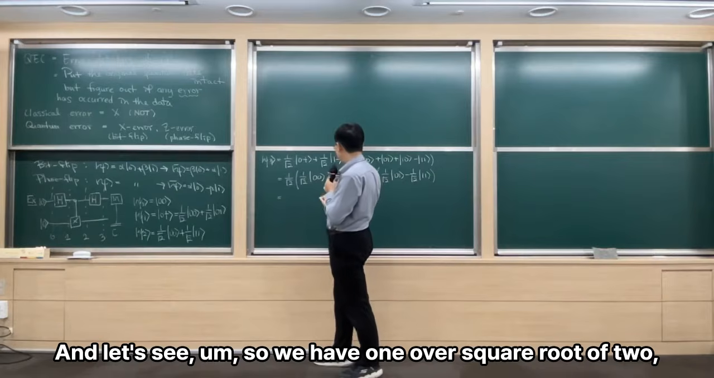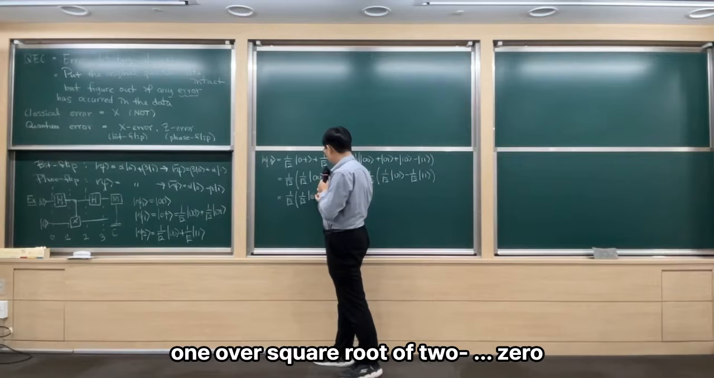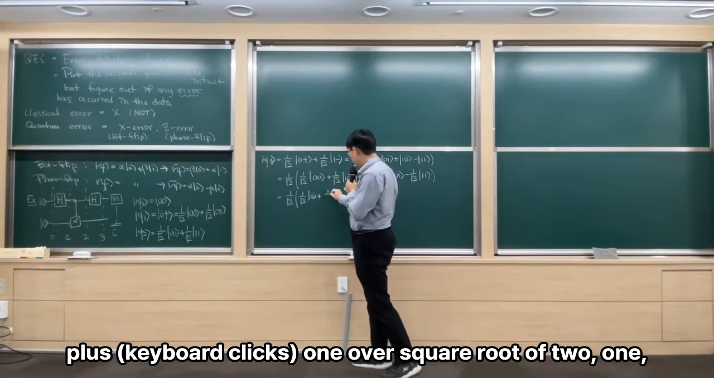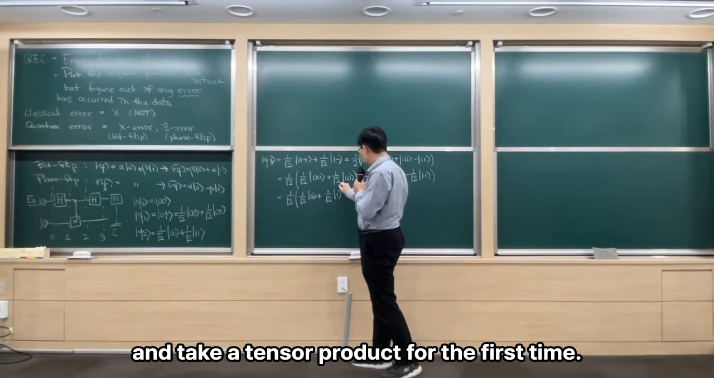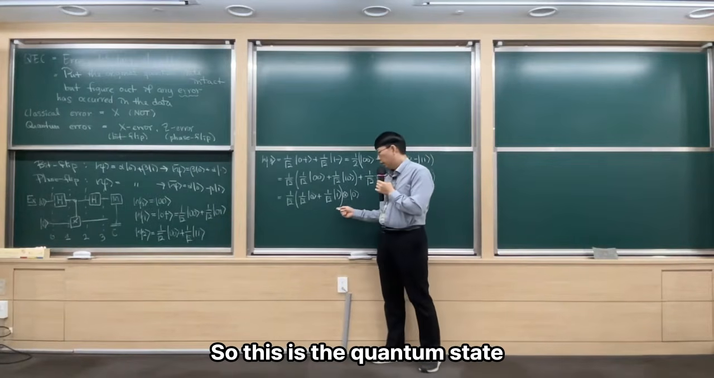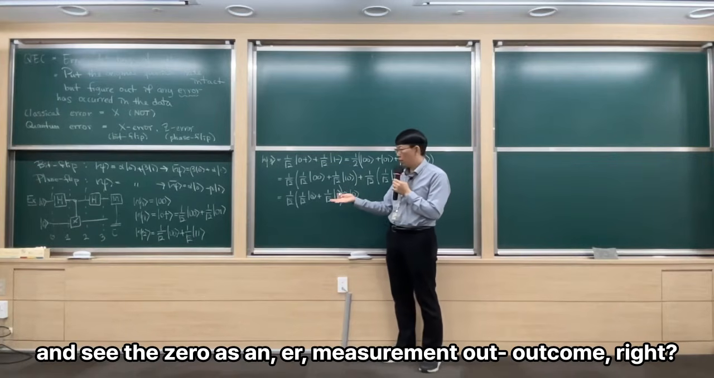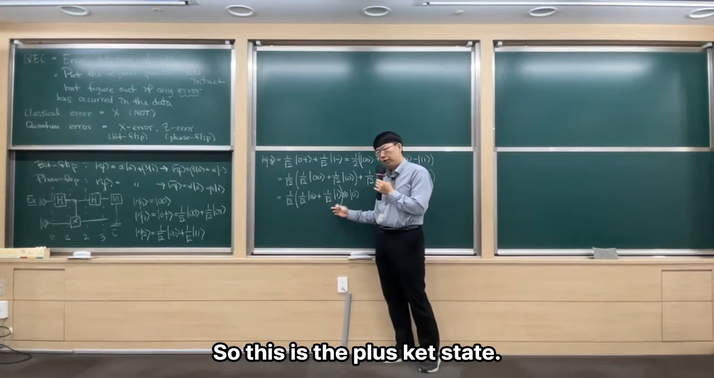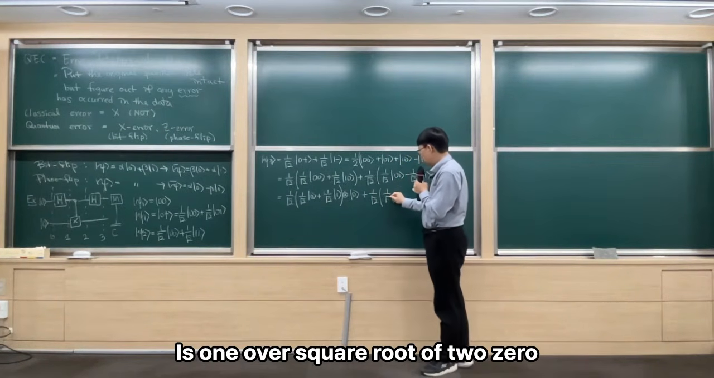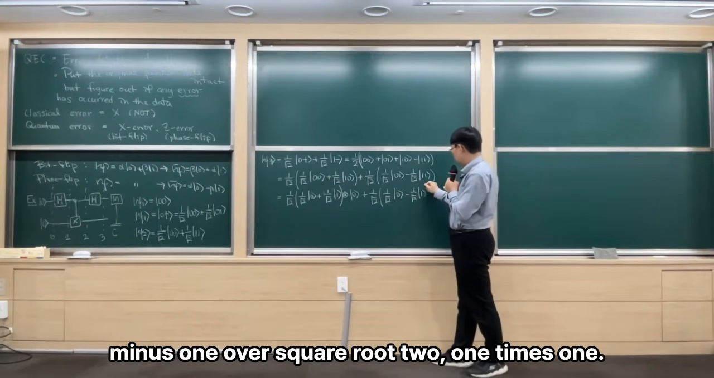And so we have 1 over square root of 2, 1 over square root of 2, 0 plus 1 over square root of 2, 1, and take a tensor product for the first time. So this is the quantum state I get after taking a measurement and seeing 0 as the measurement outcome, right? So this is the plus ket state. And then this one is 1 over square root of 2, 0 minus 1 over square root of 2, 1 times 1.